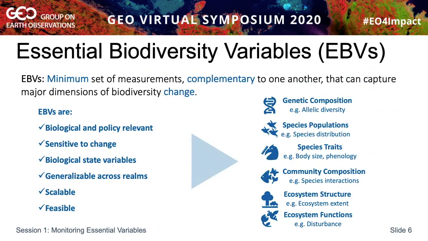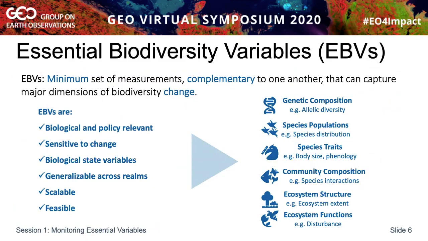We define those essential biodiversity variables, or EBVs, as a minimum set of measurements that are complementary to one another and that can capture major dimensions of biodiversity change. In other words, this means that EBVs are biological and policy relevant. They have to be sensitive to change. They're biological state variables. They have to be generalizable across realms to the best extent possible, and this means marine, freshwater, and terrestrial. They also have to be scalable and, of course, feasible.